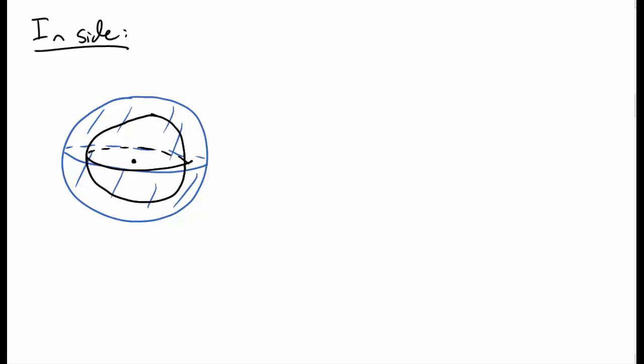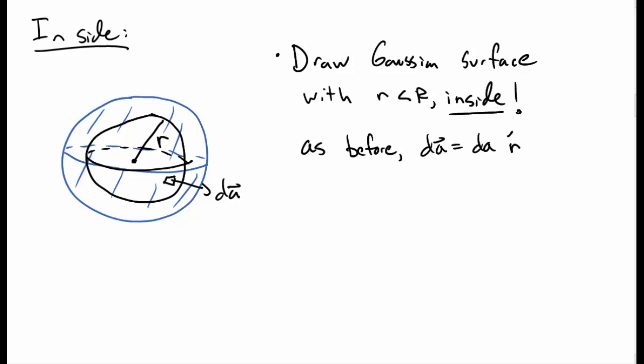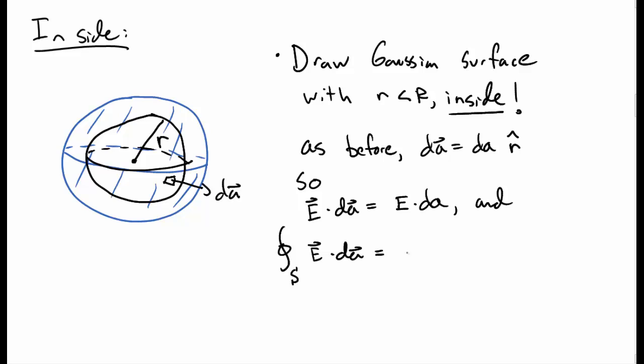So as before, our first step is to draw a Gaussian surface inside of the sphere with some radius r, and now this little radius r is going to be smaller than the radius of our ball itself. Also, as before, the dA vector will point radially outward. So we have dA vector is equal to dA times r hat. And so that means we can write E dot dA, while E still only depends radially, as just E times dA.